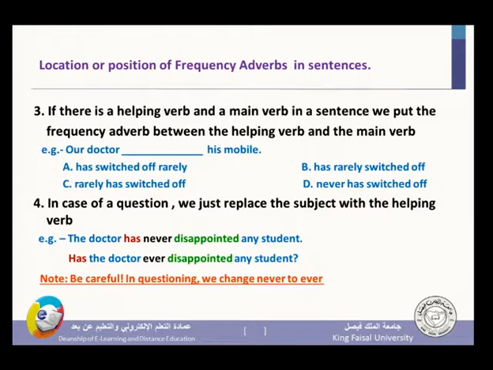Notice, in the question, we do not use never. Never has to become ever. So be careful in questioning. We change never to ever. So has the doctor ever disappointed any student?